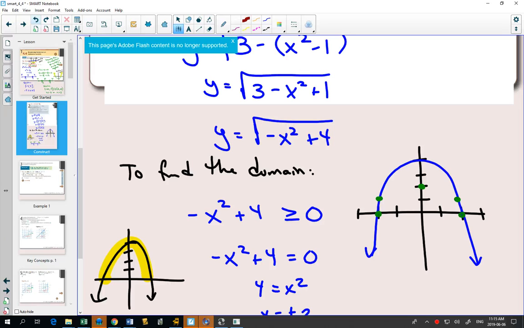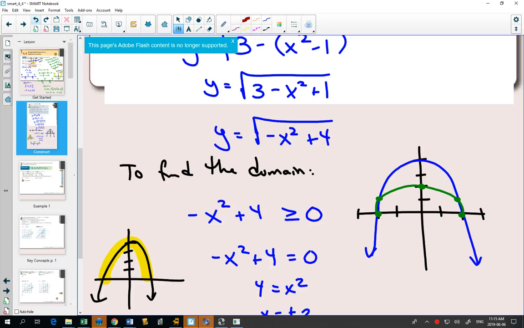When the blue graph is between, the y values of the blue graph are between 0 and 1, your graph has to be slightly above. Remember that? And where the y values are bigger than 1, your graph is below. There's the picture of the graph of the square root of negative x squared plus 4.